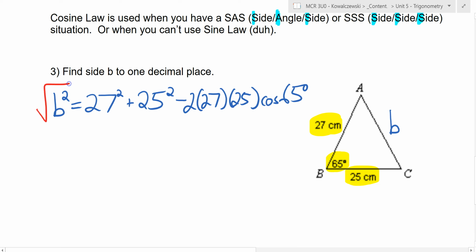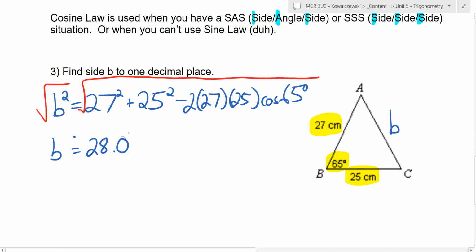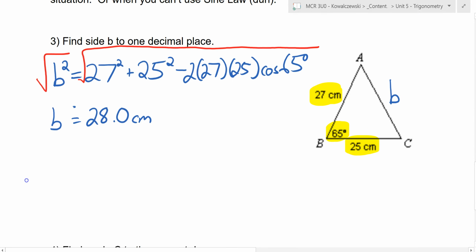So we know that we have to square root b squared to get just b. If I square root one side of the equation, I'm going to have to square root the other side as well. So I'm going to square root this whole thing. On my calculator, I can type out this whole thing, and you can probably do the same with yours. But if you can't, just remember that you should not round any of this. You'll have to write down all the decimal places it gives you, otherwise your answer will be slightly off. That's finding a side length using cosine law.